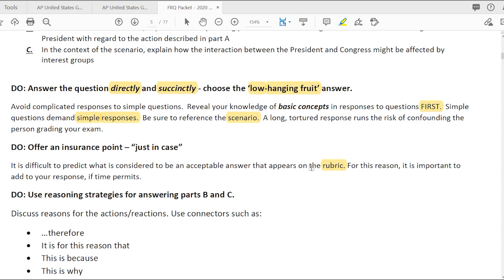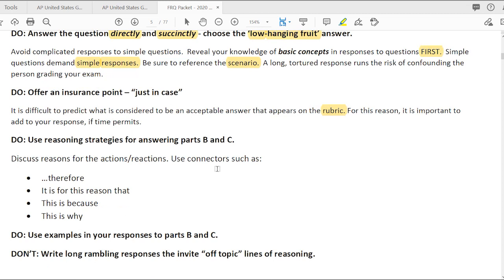Maybe they're looking for something about signing statements, and if you write, they can pass a law or they can veto the legislation, and that's it, then you're out of luck. So add an insurance point. We'll see an example there in a second.